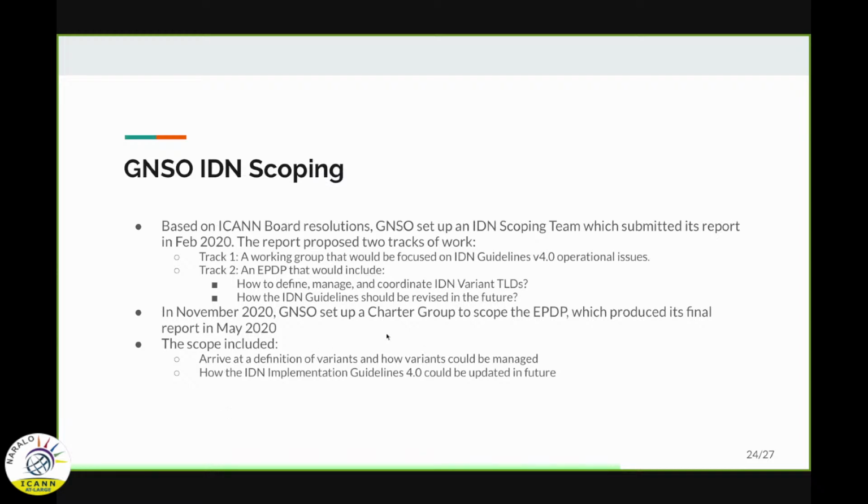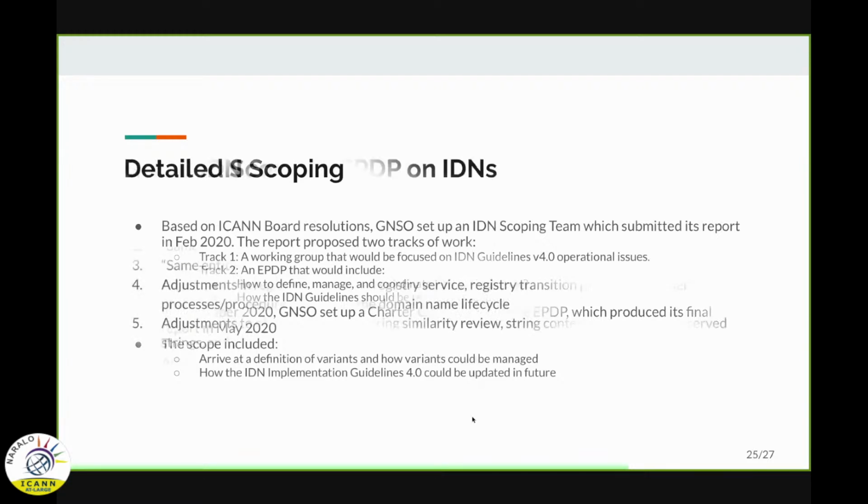The scoping team proposed two scopes. First is a definition and how variants could be managed. And secondly, how the IDN Implementation Guidelines 4.0 could be updated in future. These are the two core deliverables of the EPDP: how to define and manage variants, and how the IDN Implementation Guidelines 4.0 could be updated in future.